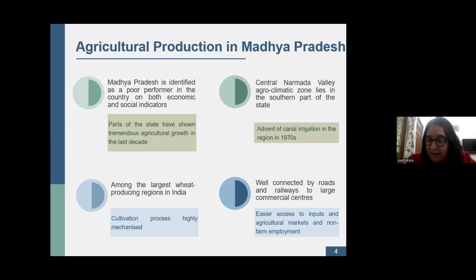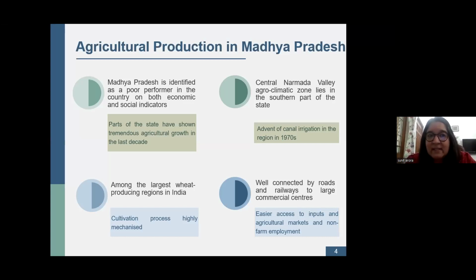I'm actually sitting in southern Madhya Pradesh, but the story is of a region around 70 kilometers from Bhopal, which is where our university is situated. Just a bit about Madhya Pradesh. It has not been performing very well in economic and social indicators, but parts of this state have shown tremendous agricultural growth. So every year when there's talk about wheat production, there's talk about bumper crops, you hear the name of Madhya Pradesh on top of the charts or somewhere among the top three states.